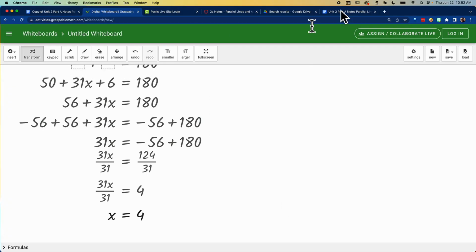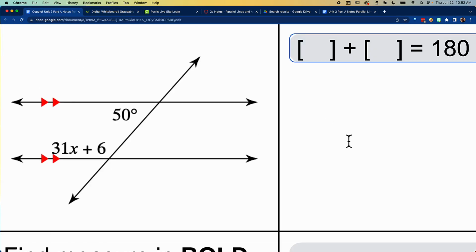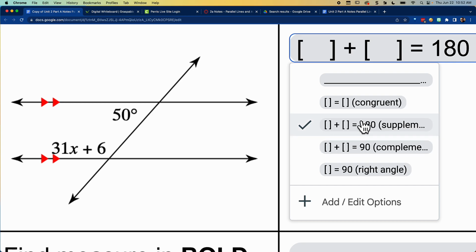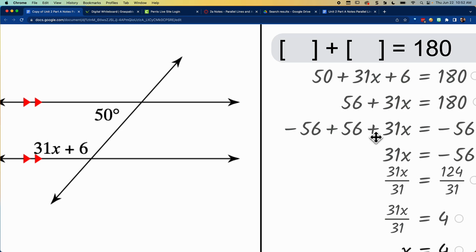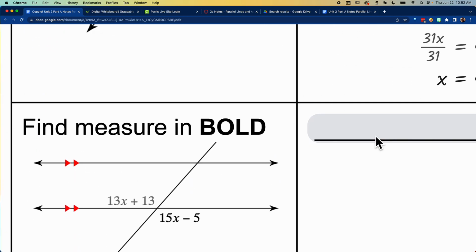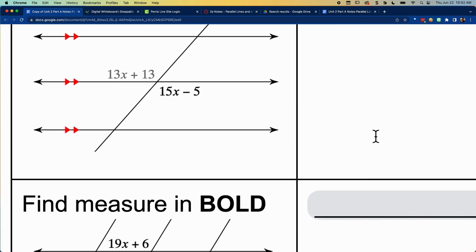There we go. Capture it. I'll put it in the notes into my copy here. We're still things that add up to 180. Paste it in there. Nice and easy. We have a couple more, but these are completely different.